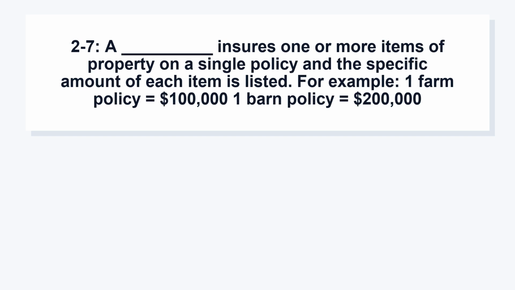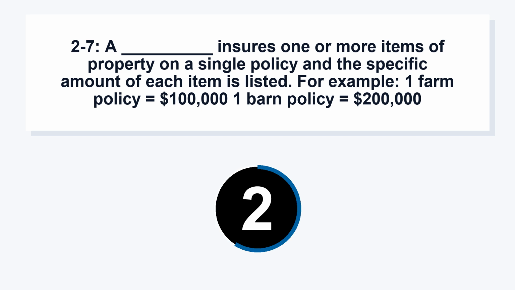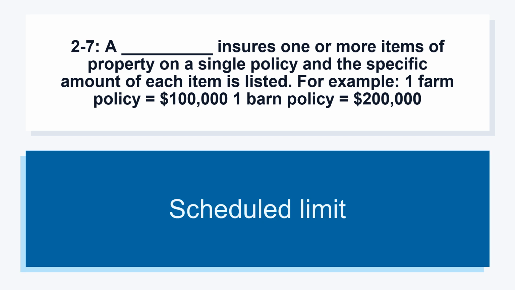2 to 7, a ____ insures one or more items of property on a single policy and the specific amount of each item is listed. For example, one farm policy equals $100,000, one barn policy equals $200,000. Scheduled limit.